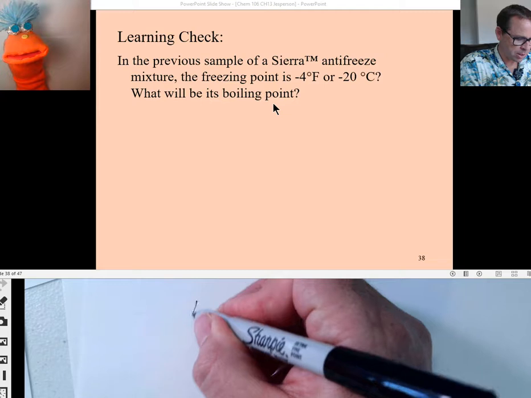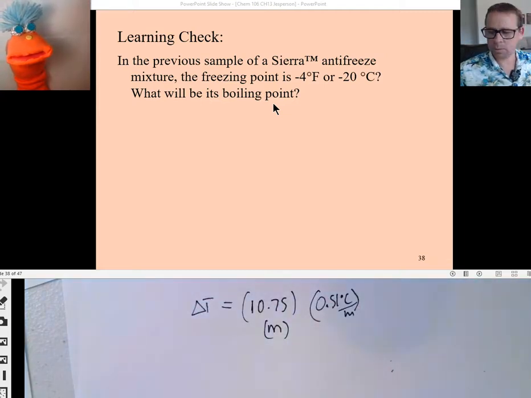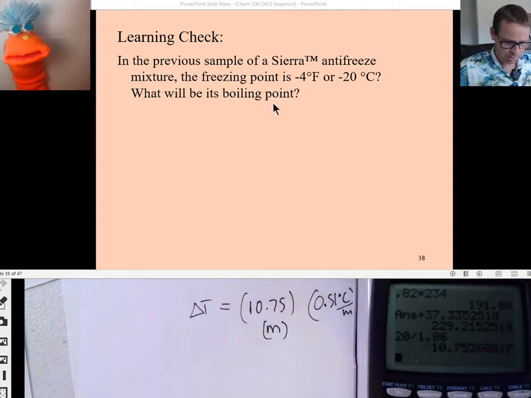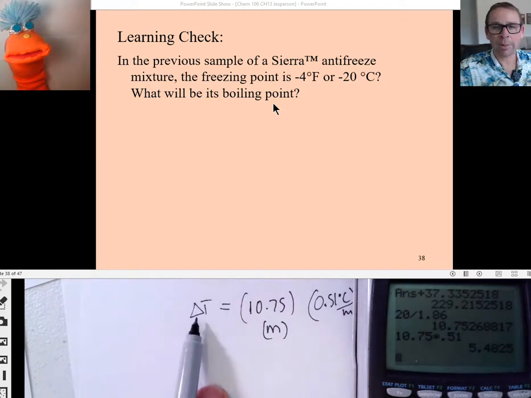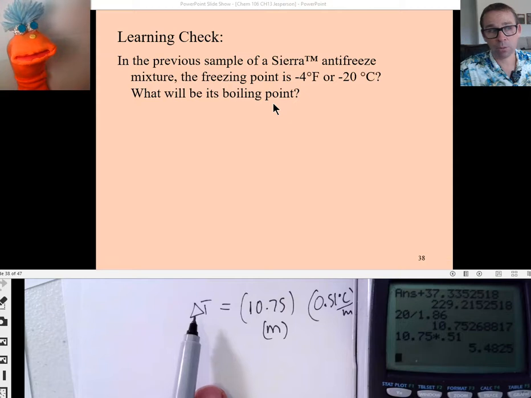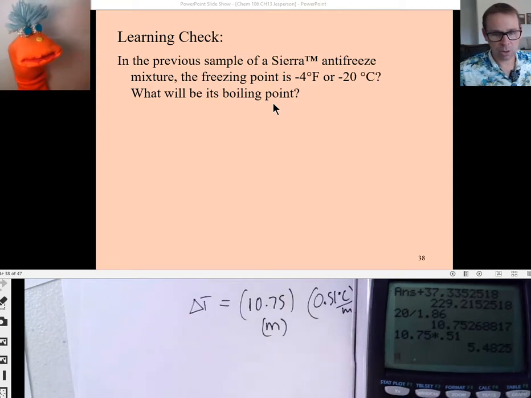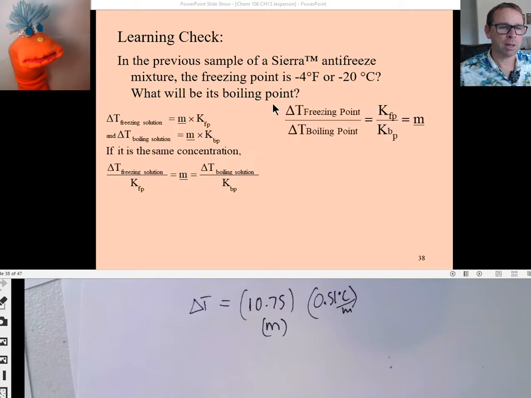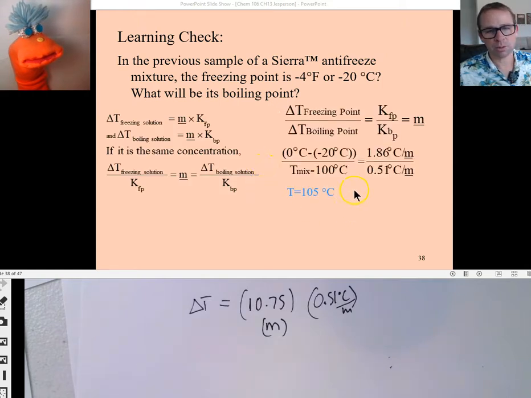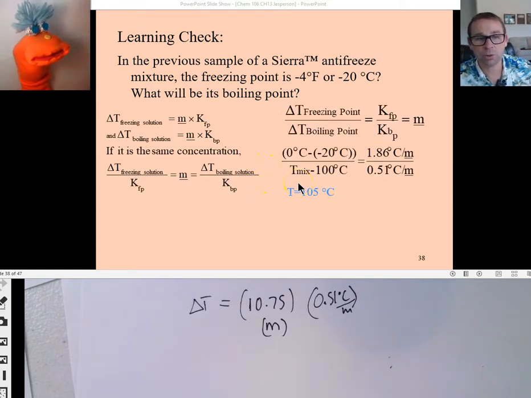And this will tell me the change in temperature of the boiling point. So if I take my molality times 0.51, 5.48 is not my new boiling point, but my shift in my boiling point. So what did we say the boiling point of water was, or do you remember? Oh, it's 100 degrees Celsius. Very good. So 100 plus the 5.48, and that will be my new boiling point for my resulting solution. Okay, very good.